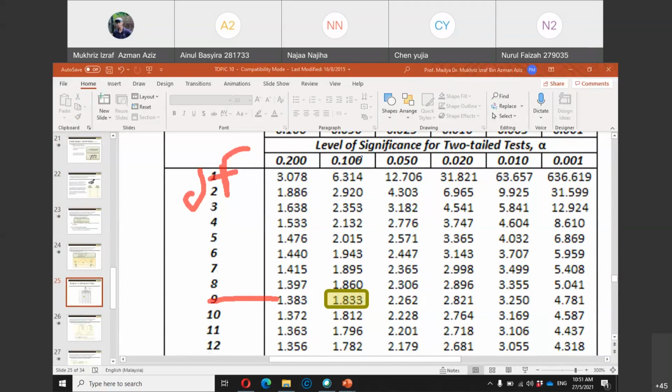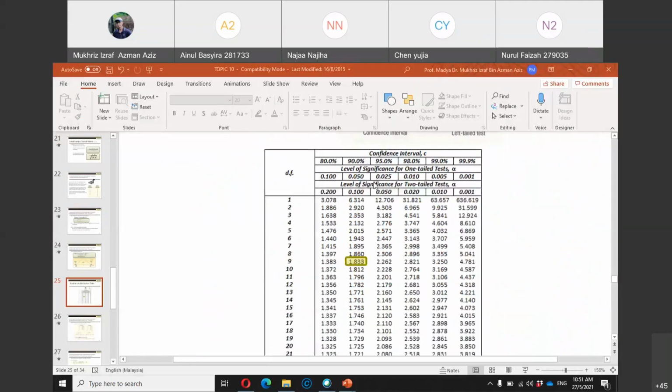And then 10%, not 1%. Remember, in your T table you have the 1-tail test and the 2-tail test. So you need to refer to the 2-tail test part here, not the 1-tail test. Because if you refer to the 1-tail test at 10%, it will be this column here, and instead of 1.833 you might be using 1.383, which is wrong.